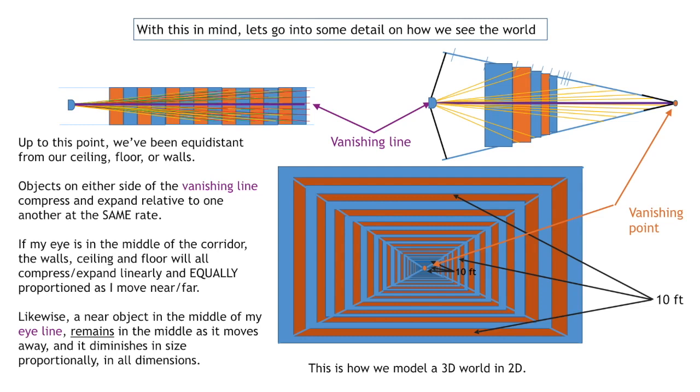If my eye is in the middle of the corridor, the walls, ceiling, and floor all compress and expand linearly and equally proportioned as I move near and far. So likewise, a near object in the middle of my eye line remains in the middle as it moves away, and it diminishes in size proportionally in all directions. So if I put something right in front of my eye and it moves straight away, it will get smaller and smaller in proportion according to these essentially rectangles, which are called transversal lines. And this is how we model a 3D world into 2D.